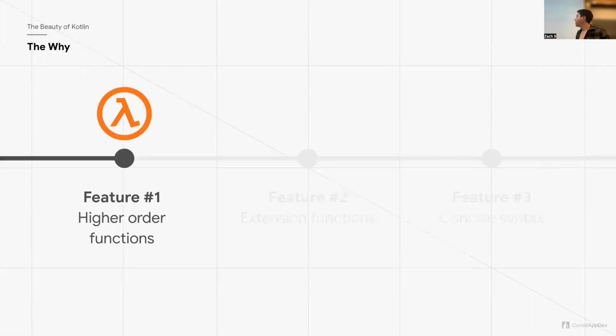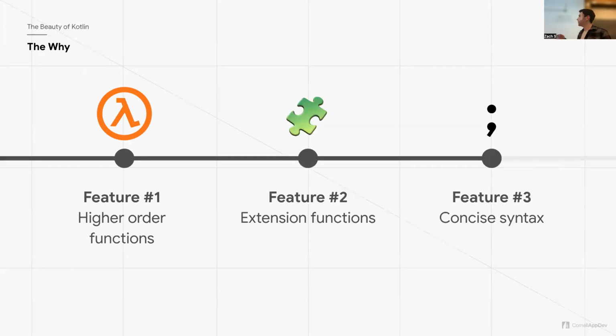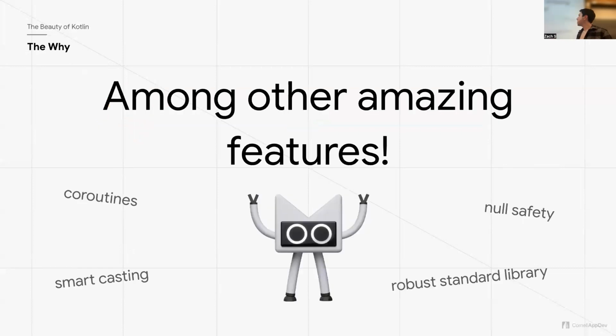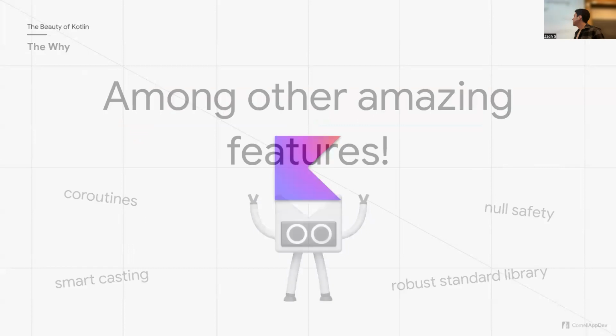Okay, just to summarize why I love Kotlin so much, and I hope now you do too. It supports higher order functions, extension functions, and concise syntax, all things that make the development experience so much better. And among other amazing features, such as coroutines, smart casting, a very robust standard library, null safety. Unfortunately, I don't have time to dive into all of these topics, but definitely look into this on your own, especially coroutines. That's really important for Android development, but it is a bit too advanced for a 50-minute lecture. So that's all.